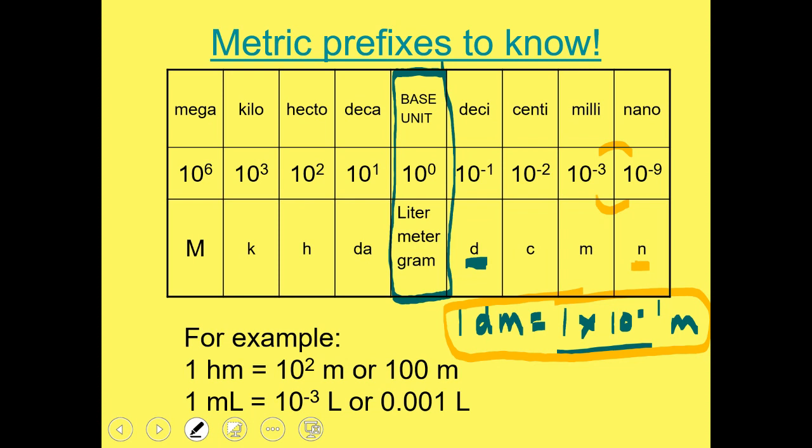Then you have metric prefixes that are multiples of the base unit, and you can see their symbol and how they are related. So for example, a hectometer is 1 times 10 to the 2 meters, or 100 meters.